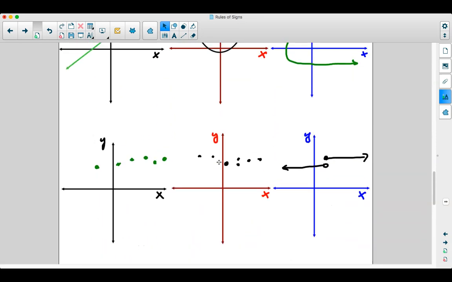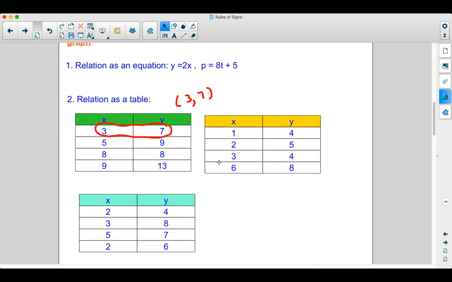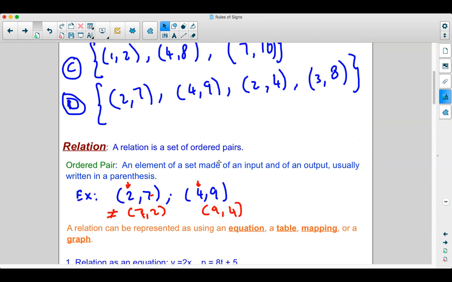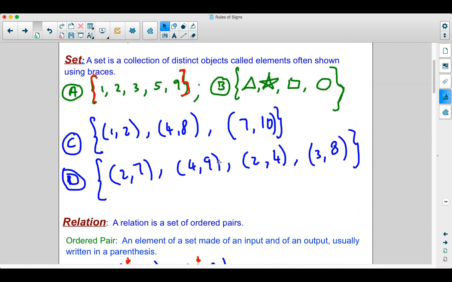Now, let's go a little bit up here so that we can see the relations that are functions. Remember, not all relations are functions. A relation, again, is a set of ordered pairs. Since these relations in green are not sets of ordered pairs, they cannot be functions. Since this set right here is not ordered pairs, they are not relations. The blue ones are relations because they are sets of ordered pairs.